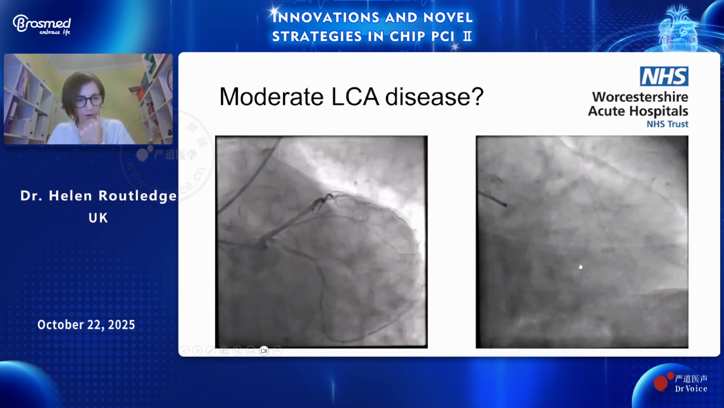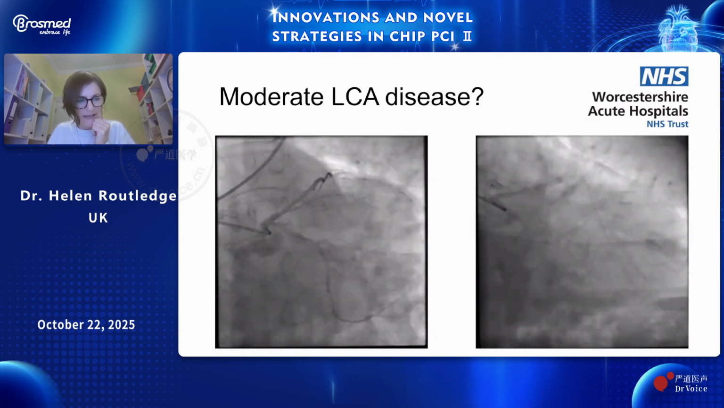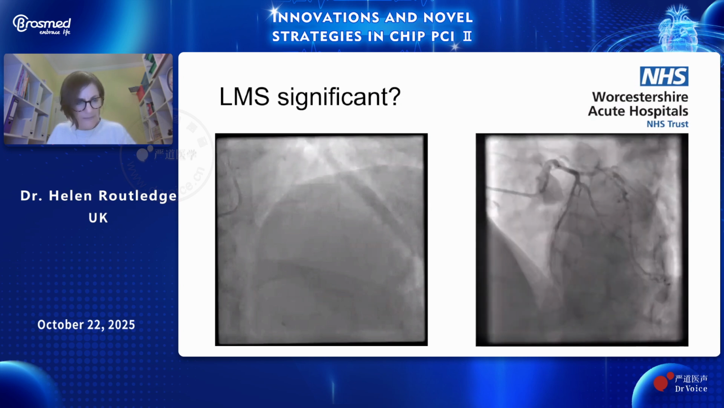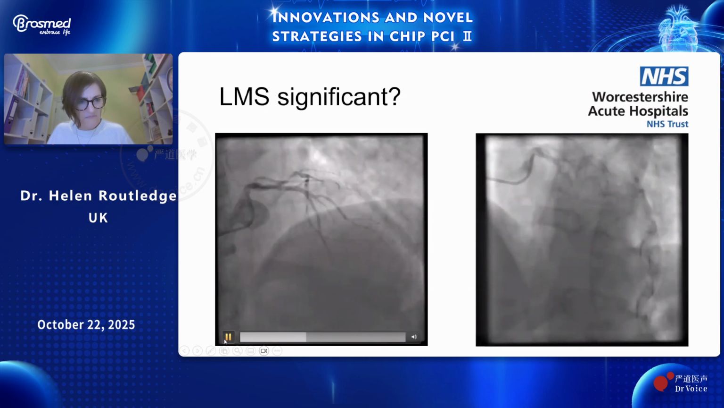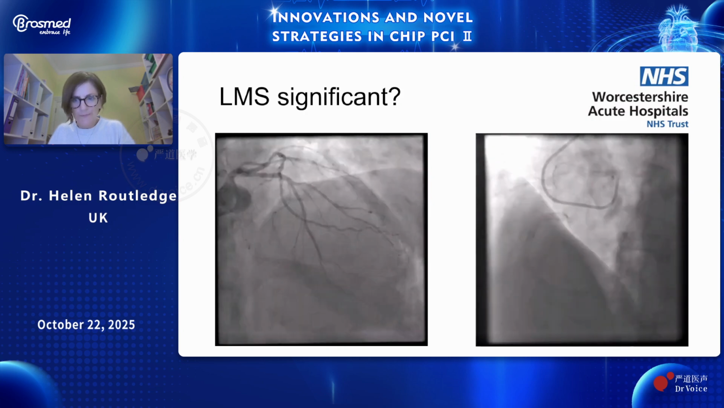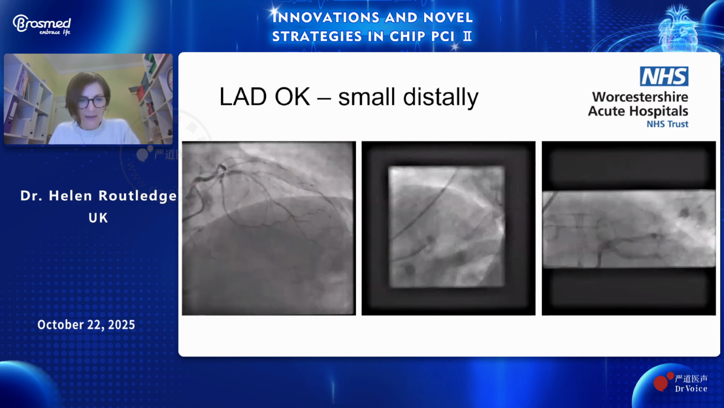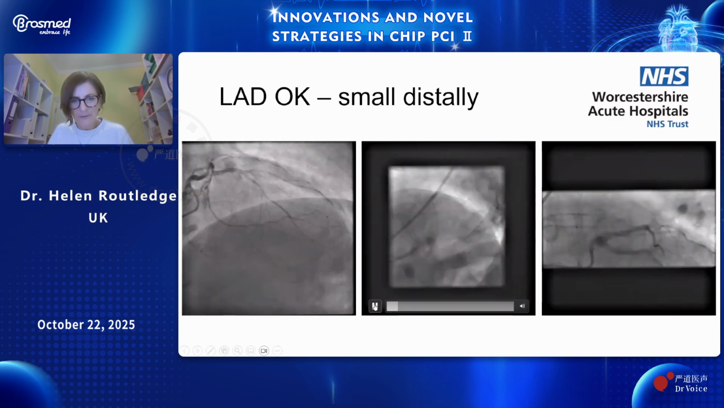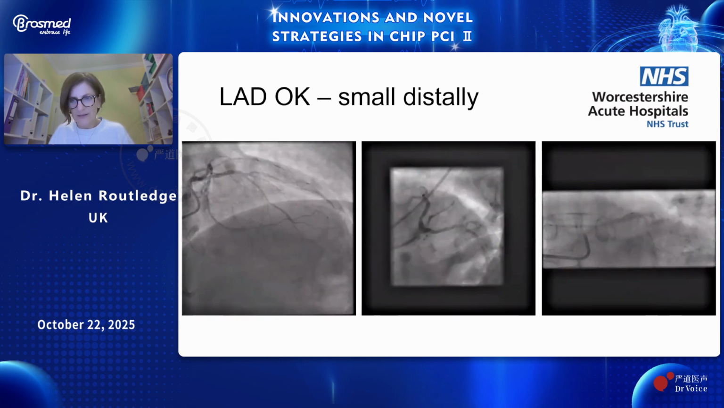In the left system, you can see there's moderate diffuse atheroma everywhere. We were slightly worried about the ostium of the left main and whether there was something more important going on there. The distal vessels become quite small. The LAD was okay, but small distally. And you see the left main here from a different angle looks okay, but every angle gives you a slightly different picture.